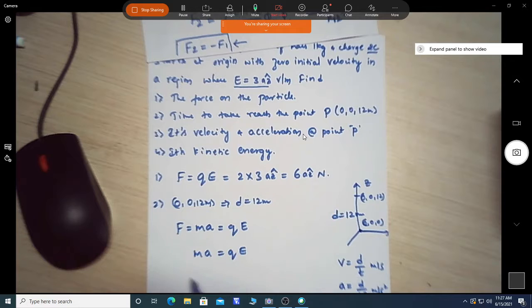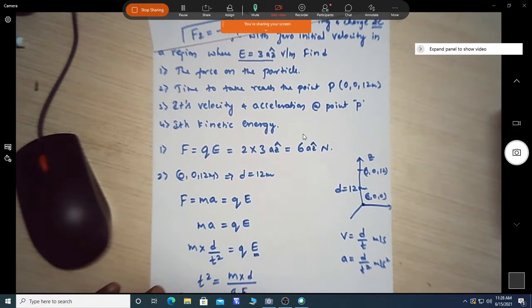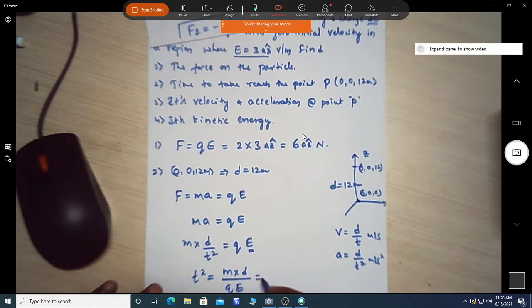Now if I substitute, m into d by t square equals q into E. So we can calculate the time taken by the charge moving from the origin to this distance, with mass 1 kg in the electric field 3 into Az. So t square is m into d divided by q into E. Substituting, the mass is 1 kg, the distance is 12 meter, divided by q, which is 2 coulombs, and E, which is 3 volts per meter. All are in SI units.